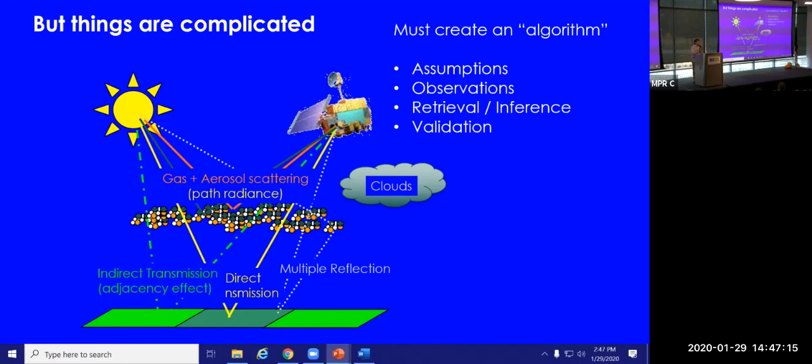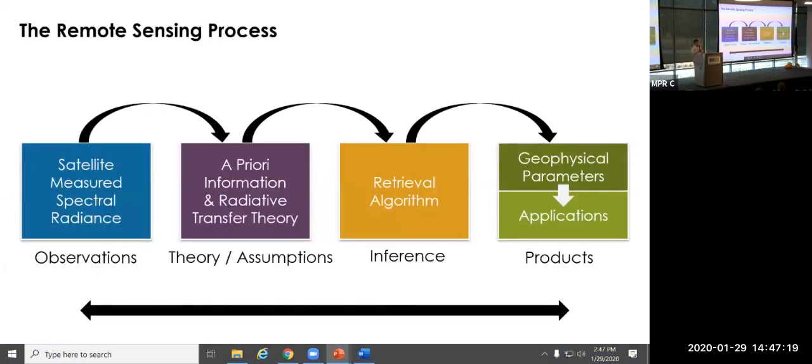And finally, we have to validate it. So, a little bit about this. This is the remote sensing process in another way that I just mentioned. We have observations, we have the theory and the assumptions, like the science and the physics and the optics behind it. You have to infer what you're after. And then finally, you have products that people can use for whatever application they are for.